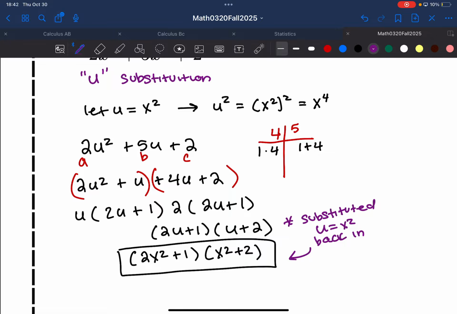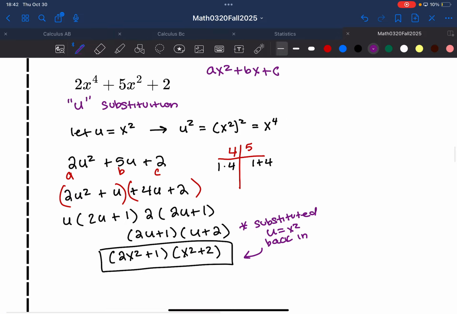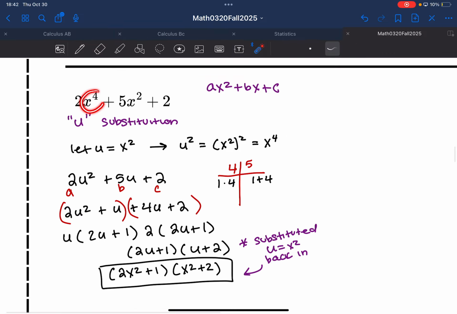Okay. And that happens when? You know you're using u substitution if you see x to the 4th, x squared in those spots, and you're not able to take out any GCF at all. Okay, so typically that last term is going to be just a number, which means you can't take anything else out with it.